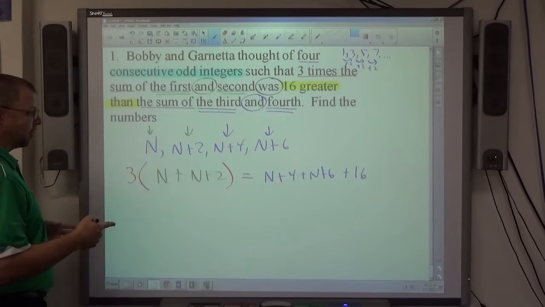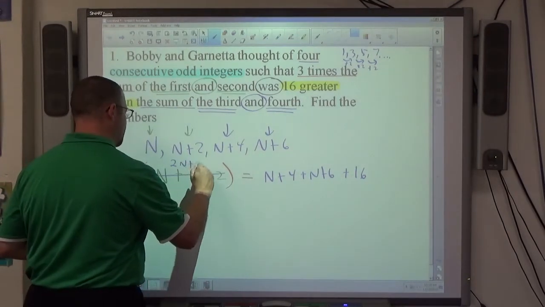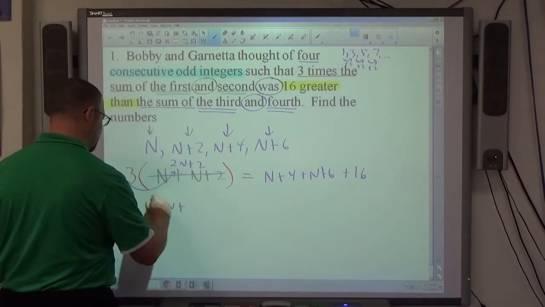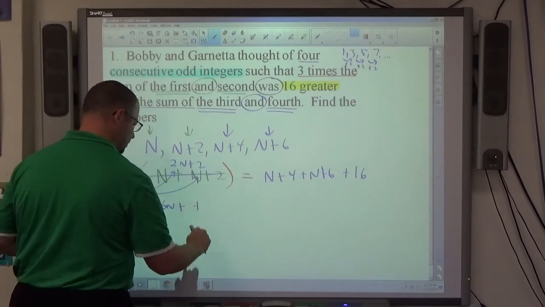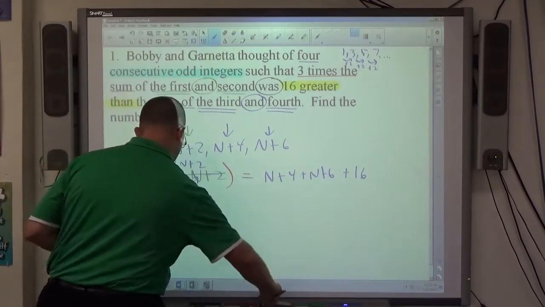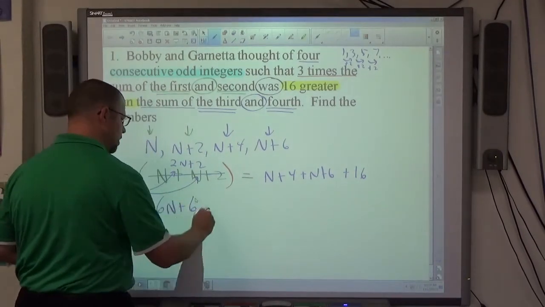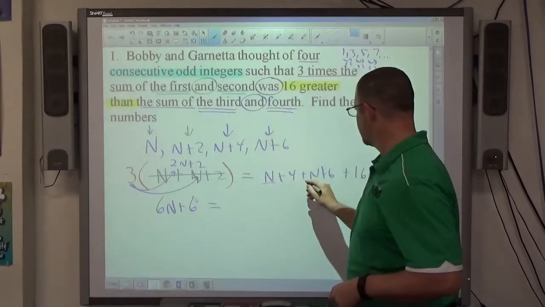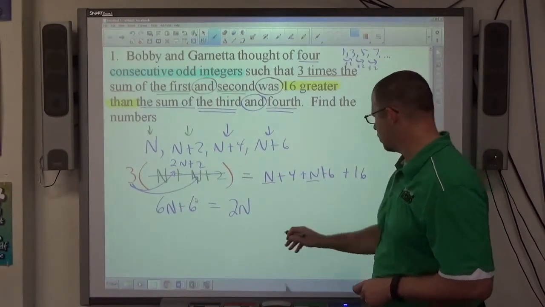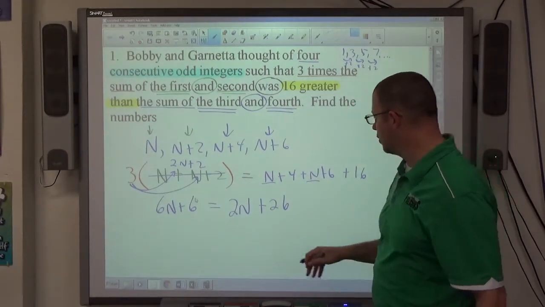So at this point I need to simplify as much as possible. N plus n plus 2 is 2n plus 2. If I distribute the 3 through, 3 times 2n is 6n, 3 times plus 2 is plus 6. On the right-hand side, n plus n is 2n, and 4 plus 6 plus 16 is going to be 26. So 6n plus 6 equals 2n plus 26.